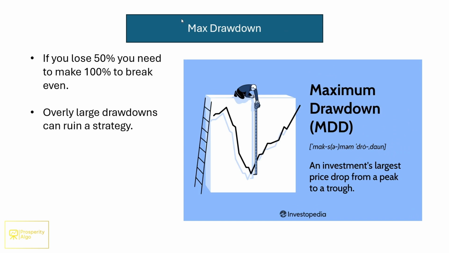Another extremely important metric here is max drawdown. And a very famous quote is that the number one rule of investing is don't lose money.